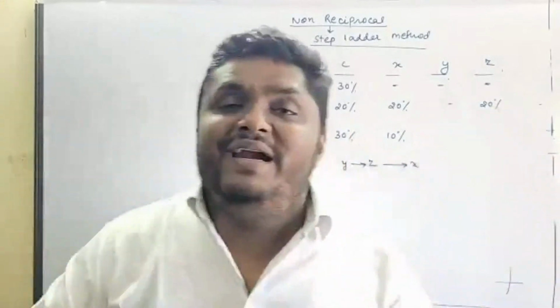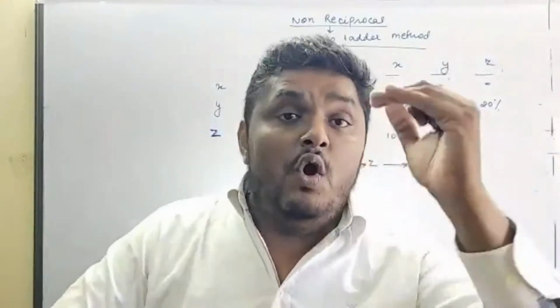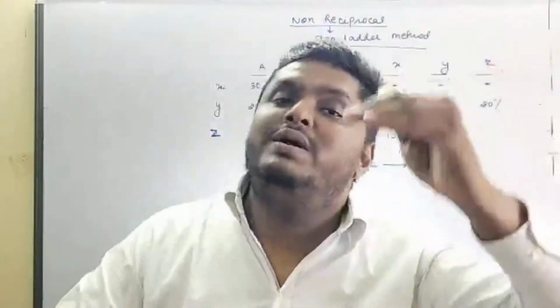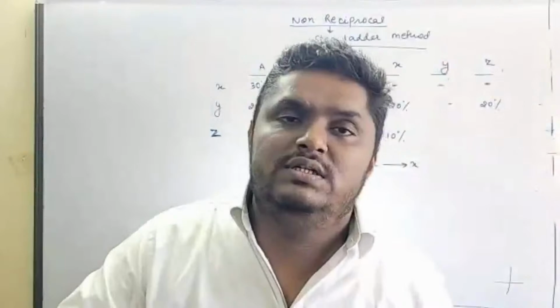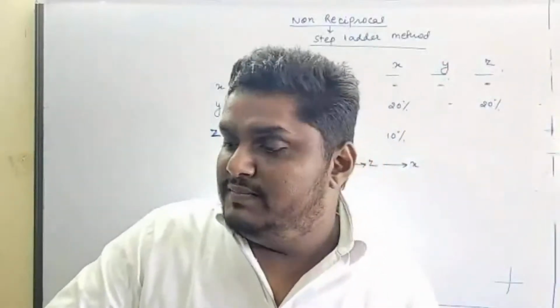So in this step ladder method, you have to first find out what should be the order of distribution. Order क्या होगा? पहले कौन सा distribute होगा? Second कौन सा distribute होगा? Third कौन सा distribute होगा? Then we have to approach the distribution part.